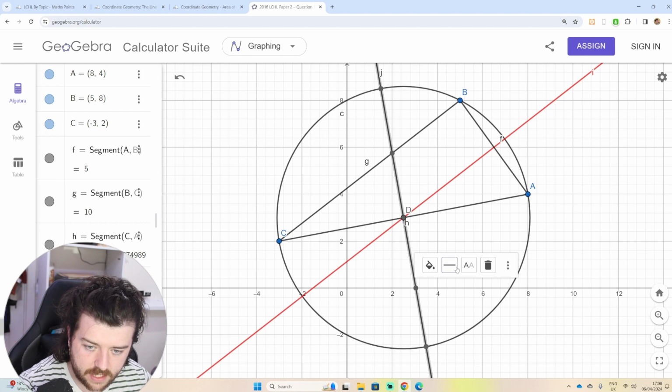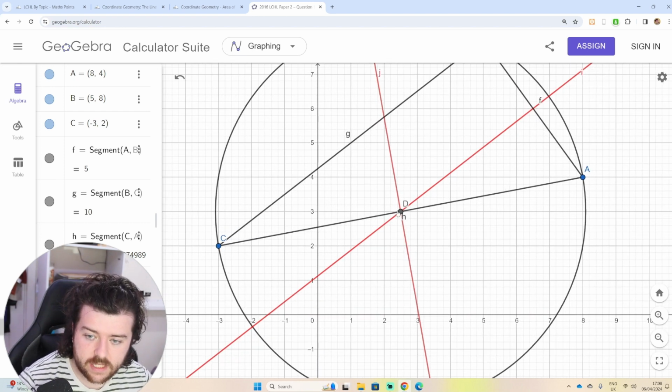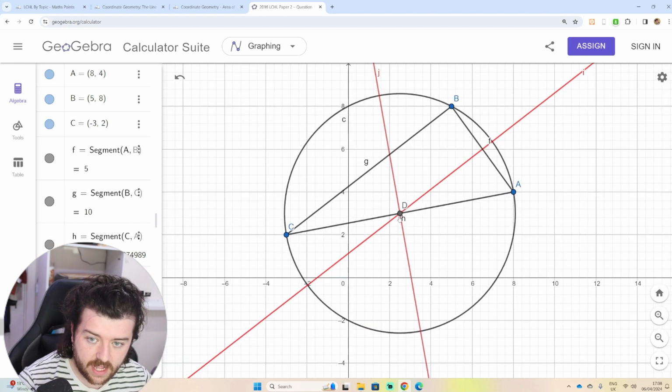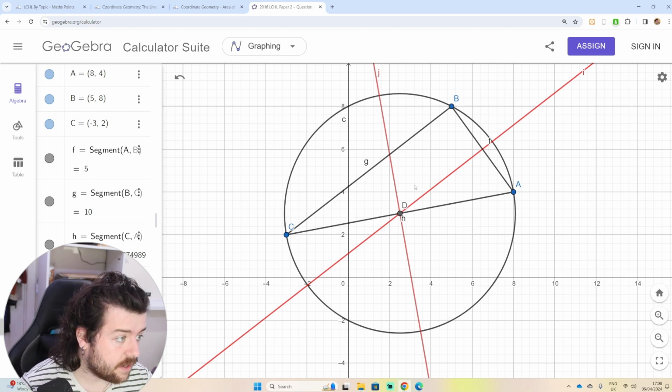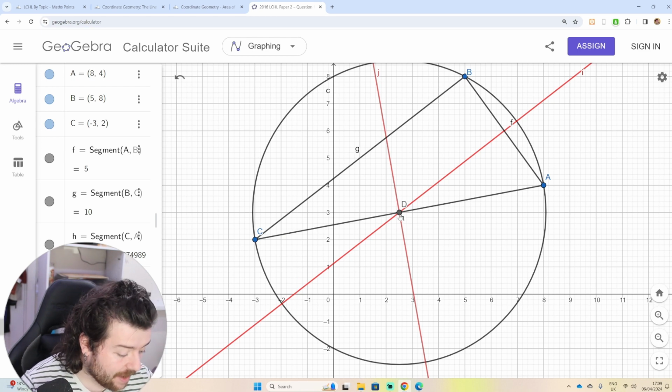And ding, ding, ding, ding, ding. Red. So I said here, this point is equal to 2.5, 3. That is my circumcenter right here, point D, and that is equal to 2.5, 3. So I am correct.